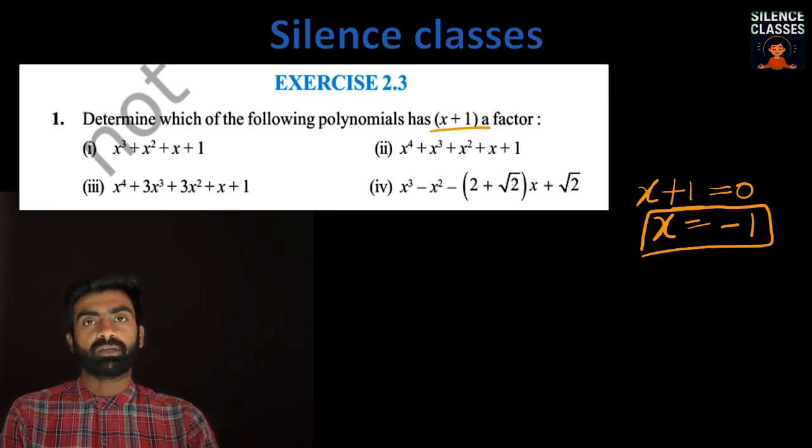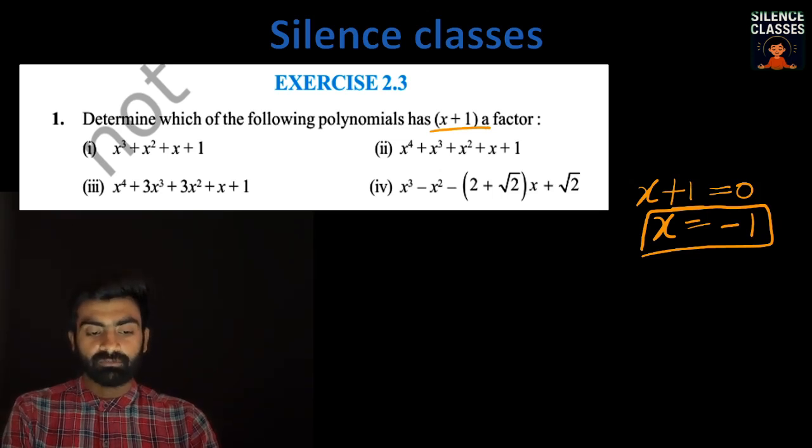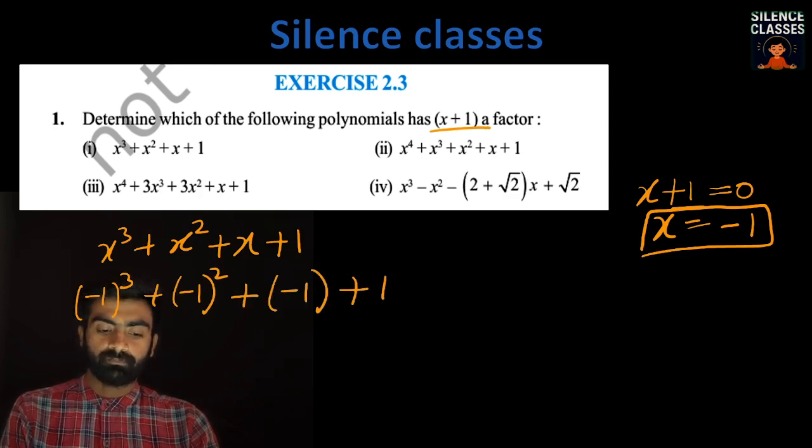If the answer becomes 0, then we can say yes, it is a factor of the given polynomial. If the answer is not equal to 0, we will say no, it is not a factor of the given polynomial. So now let's check with question number 1. It is given x cube plus x square plus x plus 1. Now put minus 1 in place of x: minus 1 to the power cube plus minus 1 to the power square plus minus 1 plus 1.